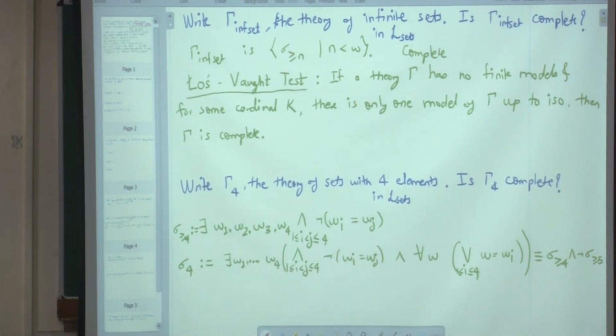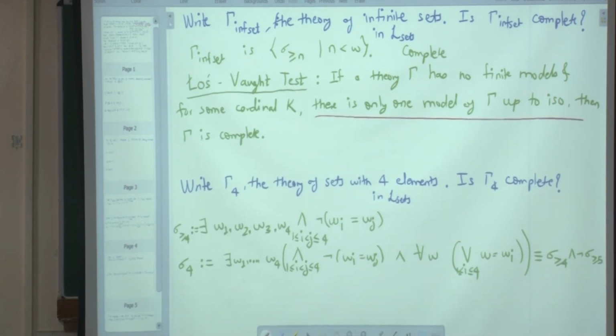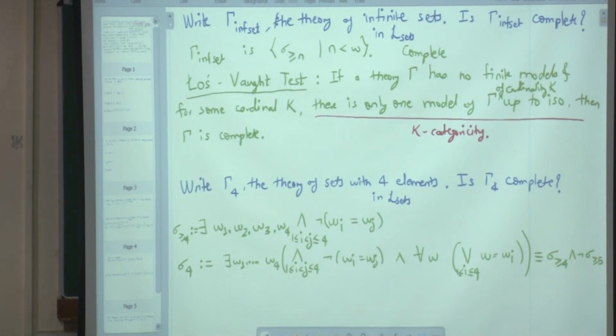So this particular statement, that there is only one model of gamma of cardinality kappa, is known as kappa categoricity. Next week I will prove this, but for now you just have to accept. Okay. Any questions?